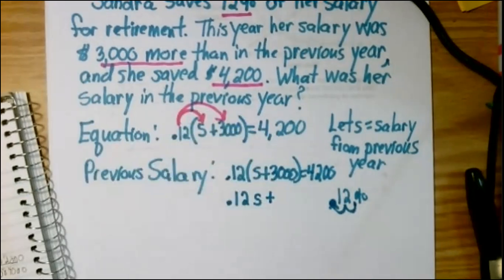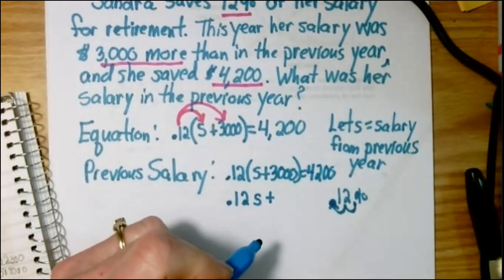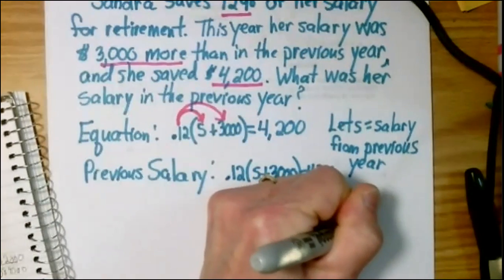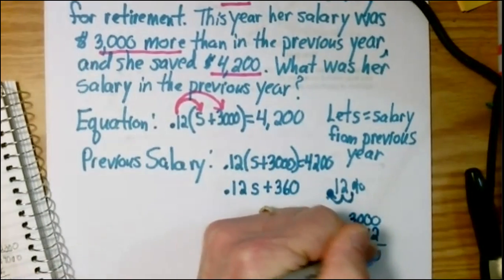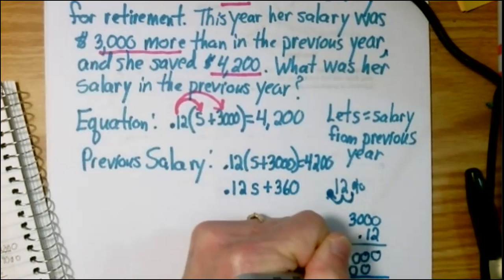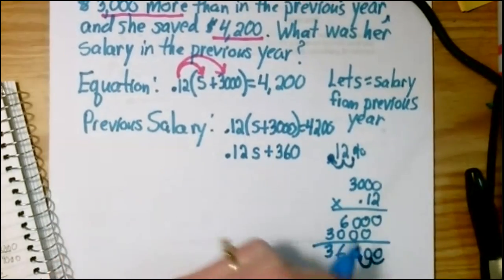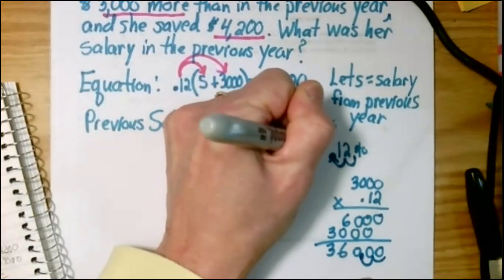plus, now if I multiply 3,000 times 0.12, what do I get? I think I get 360. So if you don't know, you can always just do the math. Or some of you will probably pull out that calculator. Sometimes the calculator actually takes longer than it would be to just quickly do the math. You have 2 numbers after the decimal, so you move 2 places. So 360 is correct, equals 4,200.